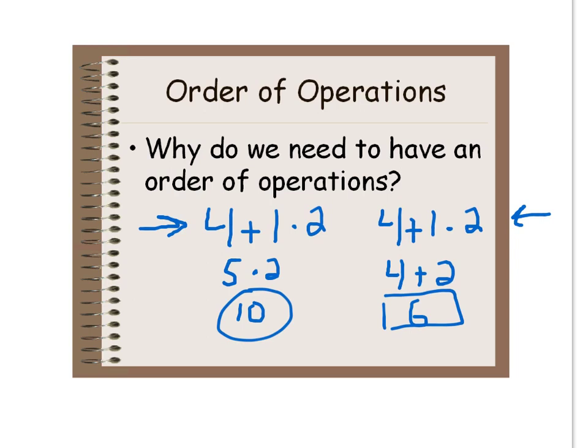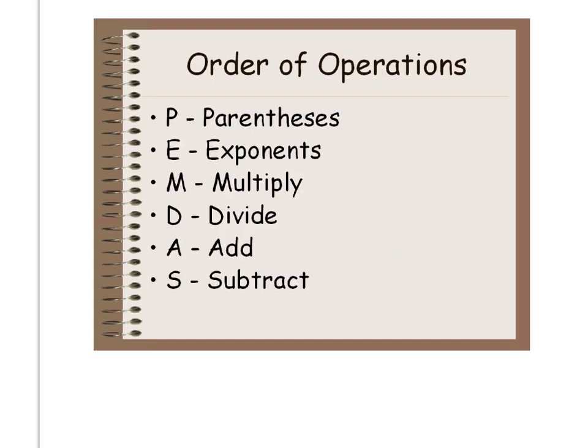Now we need math to be a universal language. I mean, everybody's got to speak the same language when it comes to math. So we can't have something like this where we get two different answers for the same problem. It doesn't work like that. Everybody's got to be able to get the same answer. So somebody somewhere, I don't know who it was, but some smart person out there, or somebody who was just really bored, came up with this order of operations, saying we're going to do these things in this order.